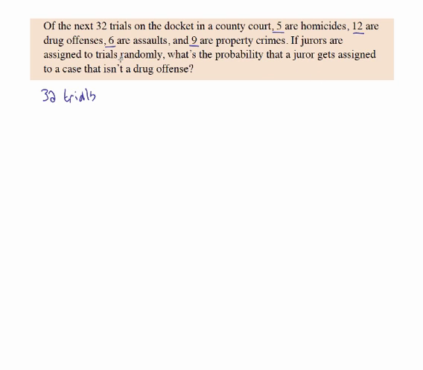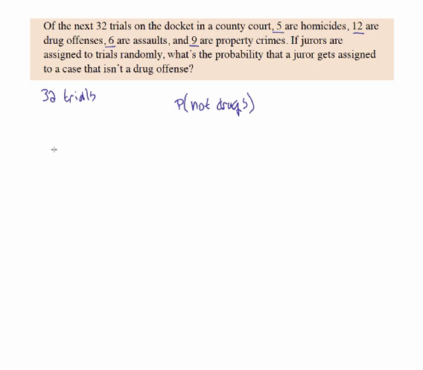Jurors are assigned randomly, which is what tells us that we can use our probability experiment rules because it's a random assignment. The question is, what's the probability that a juror gets assigned to a case that is not a drug offense? So in our probability notation, we could write this as probability of not drugs. There's really 2 different ways you can handle this.